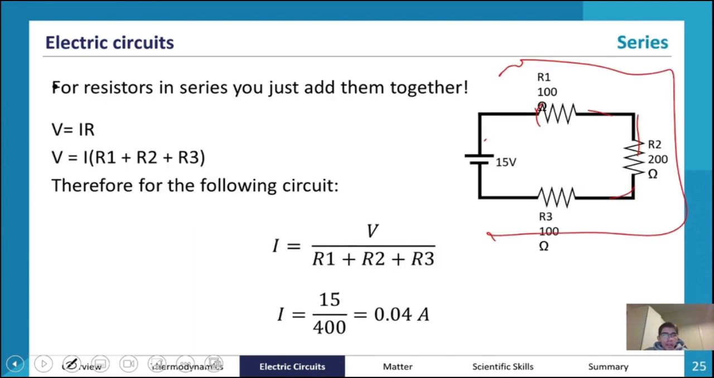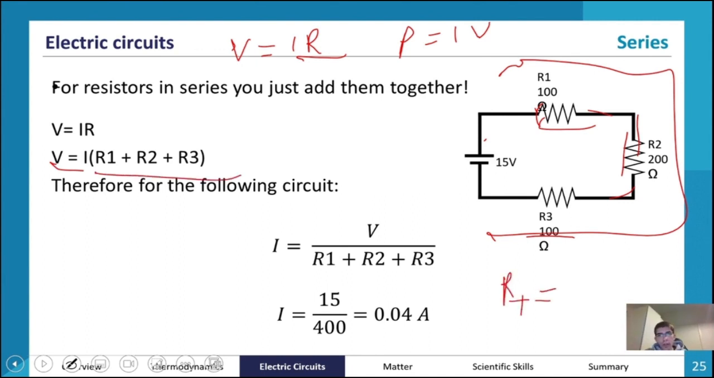Now, the equations that we have learned, V equal to IR and P equal to I multiplied by V, still remain. The only problem that we have here is how do we calculate the total resistance of the circuit given that we have 3 resistors? In a series circuit, we add up the resistance. So the total resistance in a series circuit would be the resistance of one resistor plus the second resistor plus the third resistor.